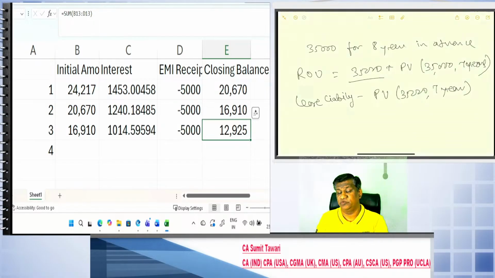ROU asset includes all lease payments and the direct cost. Okay. And the lease liability means whatever may be the future outflow. Okay. So present value of that future outflow. So this way we need to do this entry. Okay. Hope you are able to understand. 35,000 means if I discount the 35,000 for 7 years, I get 206,244. This is my lease liability because the 35,000 I am paying upfront. So the remaining cash flow I need to consider for the lease liability.